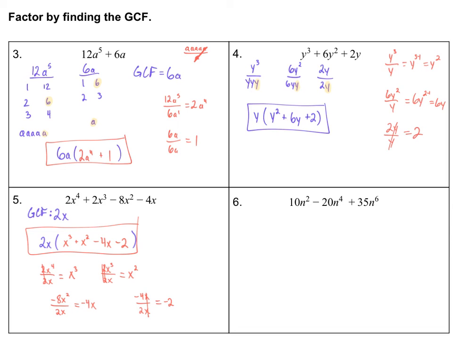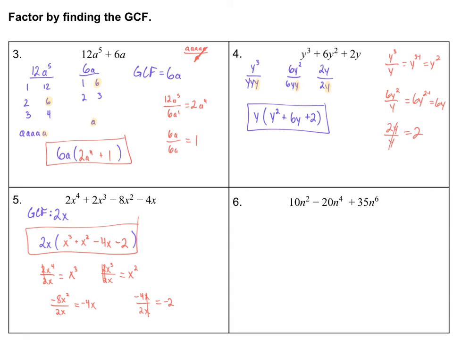All right, and last one. 10n squared minus 20n to the fourth plus 35n to the sixth. So I know that all of these numbers end in a 0 or a 5, so they're all divisible by 5. And since 35 is not divisible by 10, I know that 5 is my GCF.